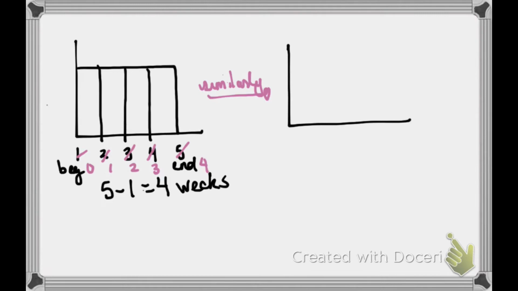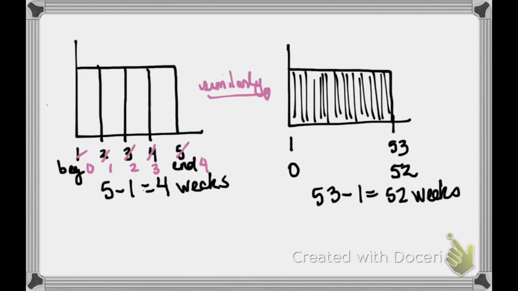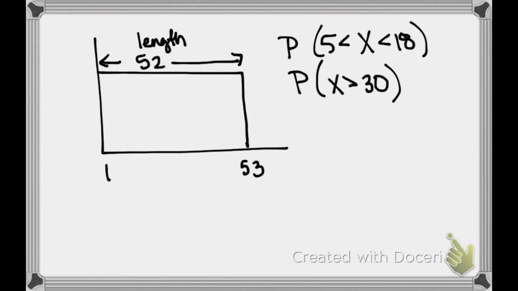They also labeled where the beginning is 1 and ends at 53. There's 52 lines in there, so in other words 53 minus 1 is 52. The length of this time is 52 weeks. So that's kind of how you want to think of this labeling. The length is 52. We'll go from the beginning of 1 and the end of 53. And then we have a couple problems that we're going to do.